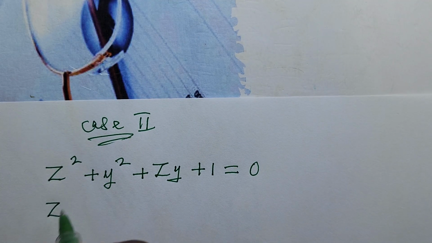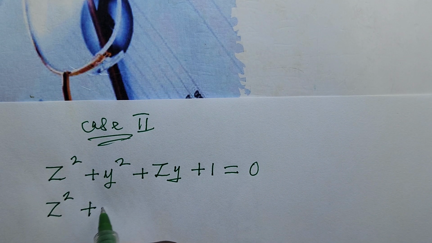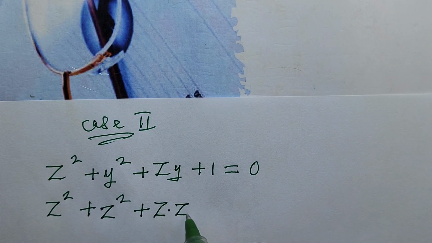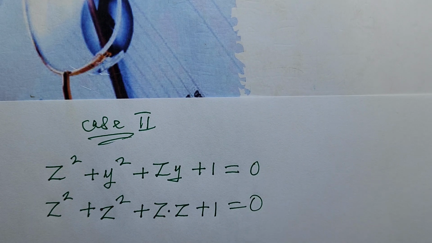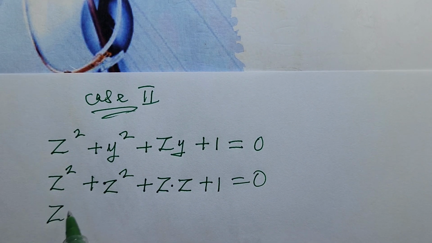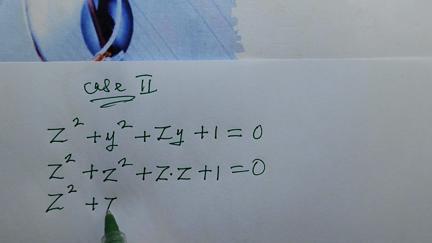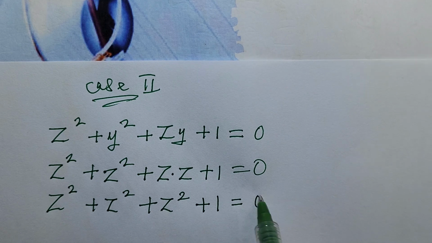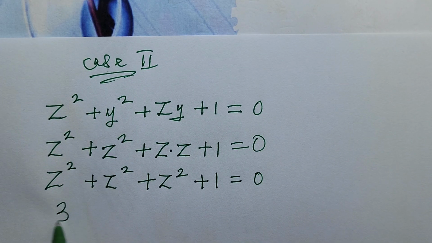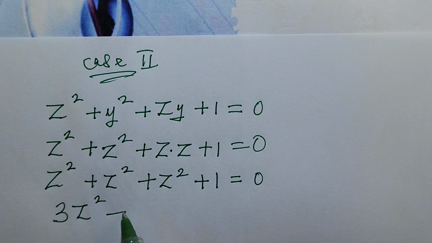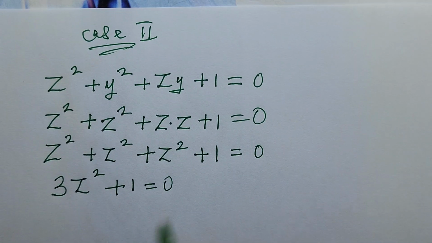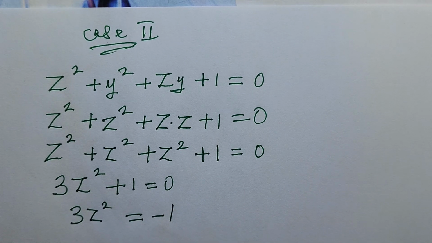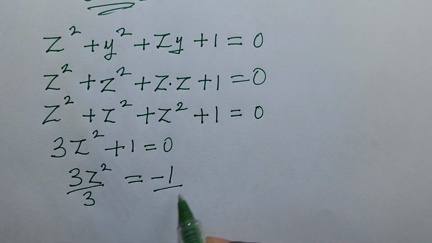This will now give us z squared, plus z squared again, plus z times z plus 1 equal to 0. So here we can rewrite this as z to the power of 2, plus z to the power of 2, plus z to the power of 2, plus 1 equal to 0. We have 3 of this, so this will give us 3z to the power of 2 plus 1 equal to 0. Send this to this side, so we have 3z to the power of 2 equal to minus 1. Divide both sides by 3.